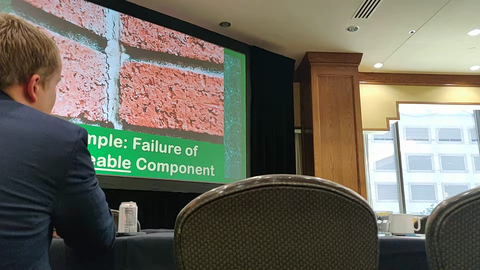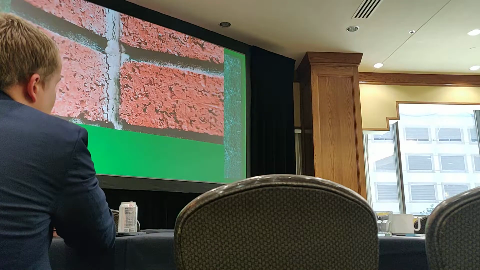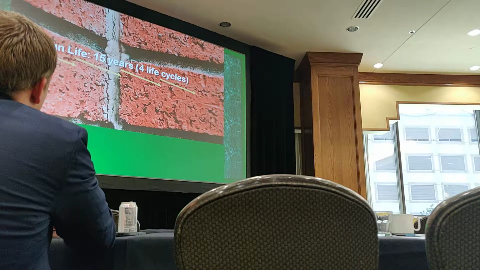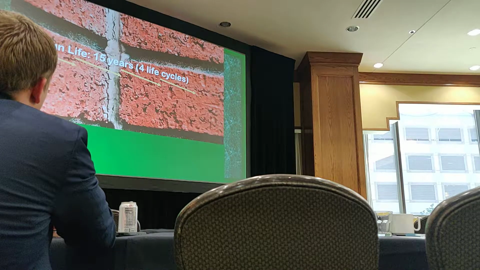So the first example is a failure of a replaceable component, which is simply the sealant joints in the exterior brick masonry veneer. So we diagram that, again, trying to create some visualization of these different concepts as 4 separate life cycles for the sealant, because it's a different sealant every 15 years or so. So there are 4 disconnected arrows summing up to a design life of 60 years, but the component design life is only about 15 years for each of these individual design life cycles.